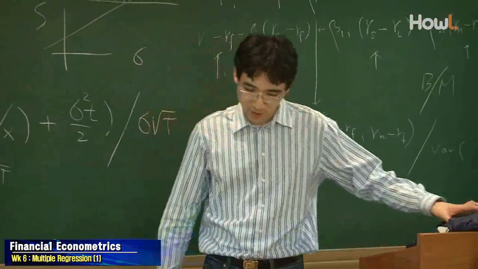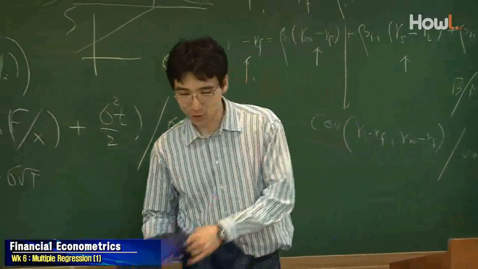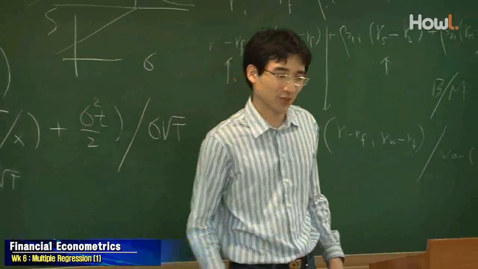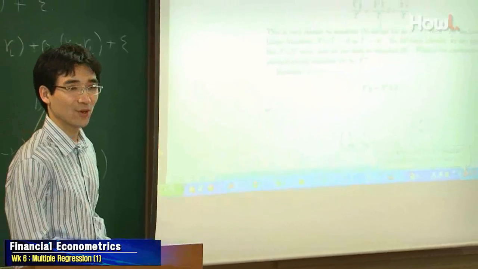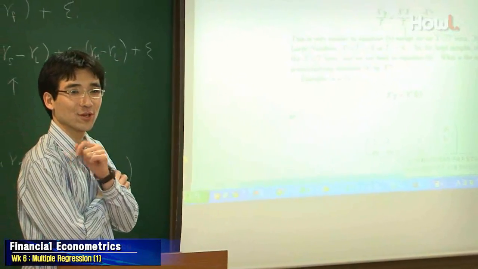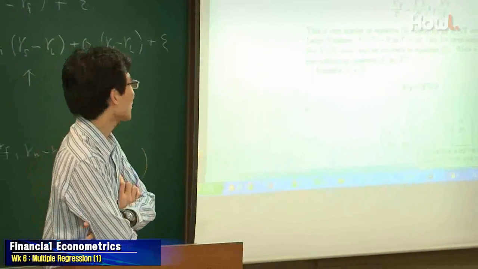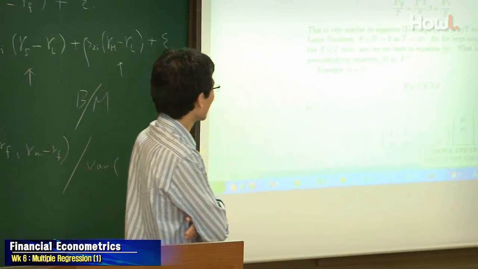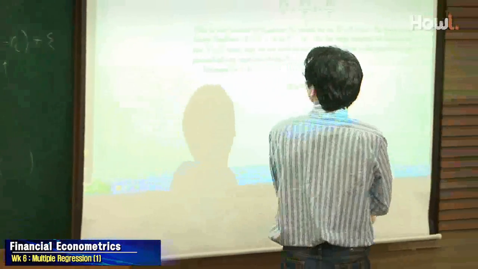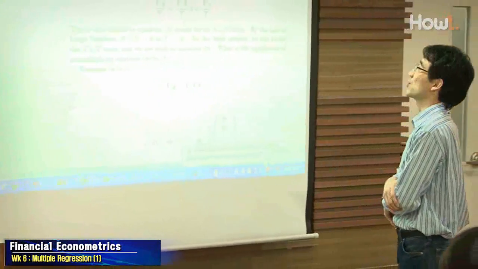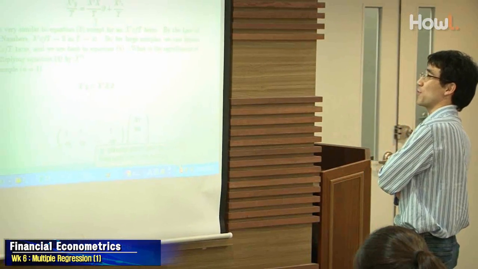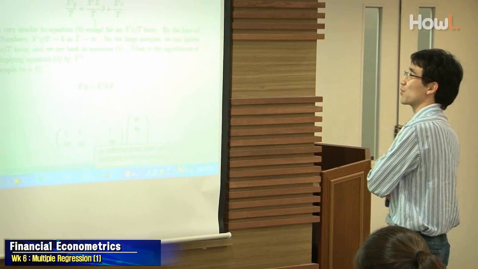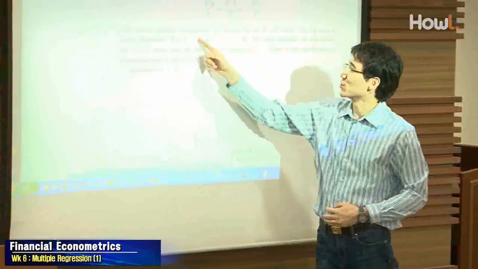And about the property, suppose we divide each side by T. T is the number of observations, right? How many times we observe the data? So this is very similar. You can see the X prime epsilon over T term. So by the law of large numbers, this one goes to 0. Why?